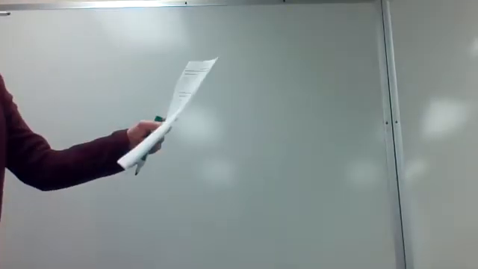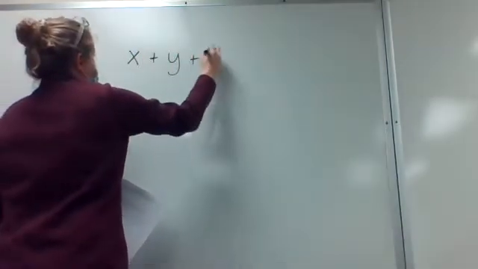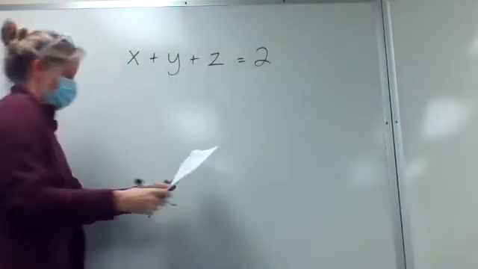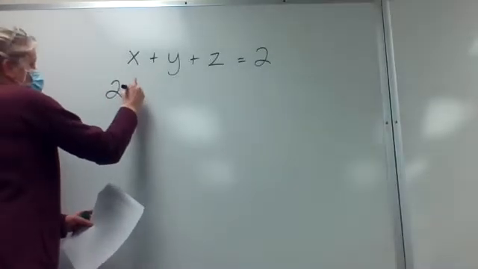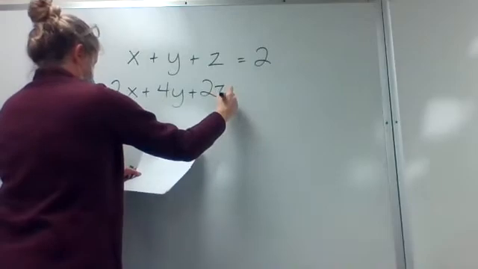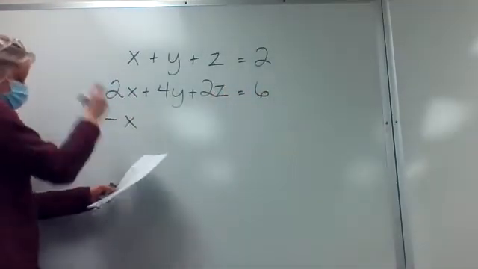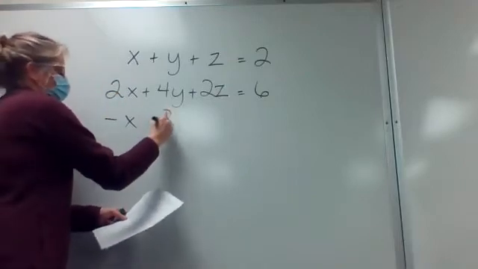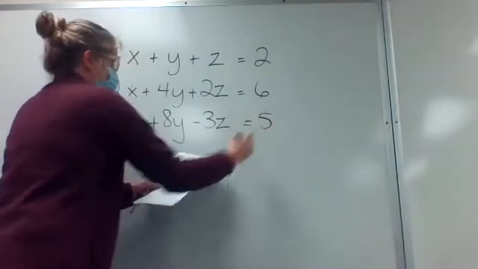All right. So this one looks like number 7. You've got x plus y plus z equals 2. You've got 2x plus 4y plus 2z equals 6. And you've got negative x plus 8y minus 3z equals 5.